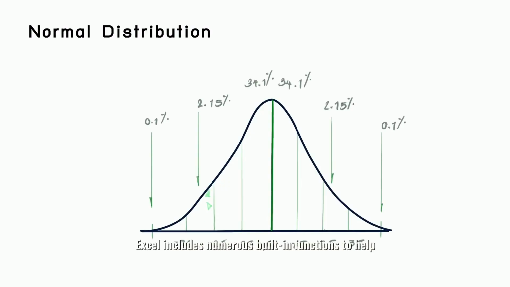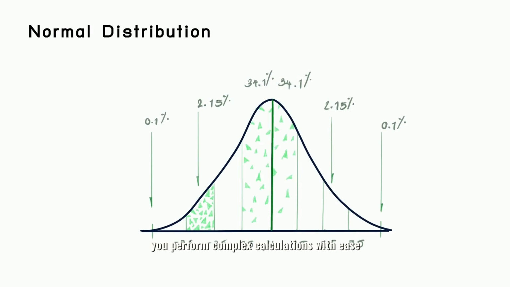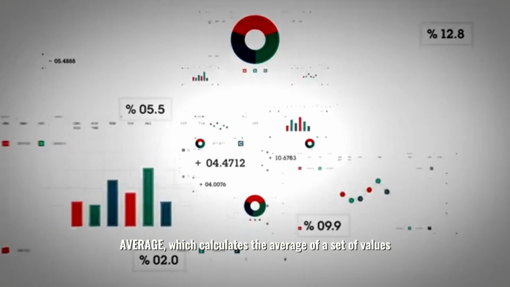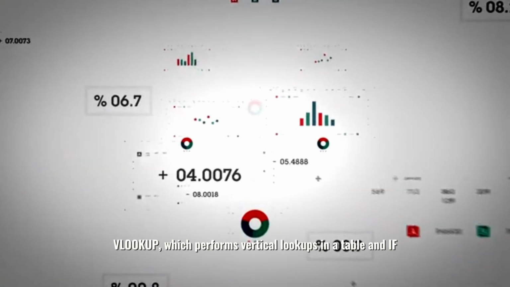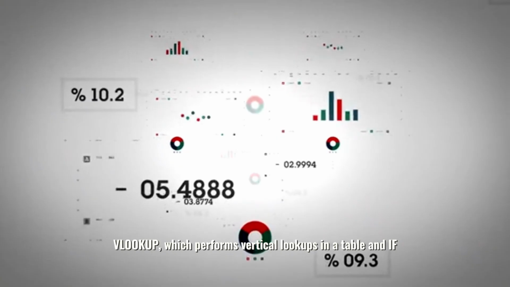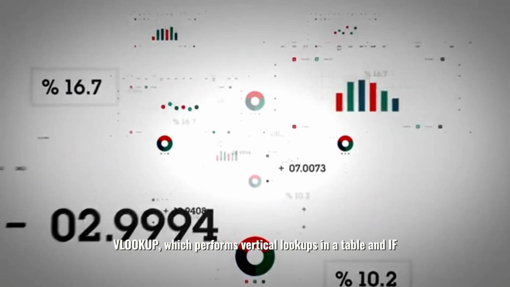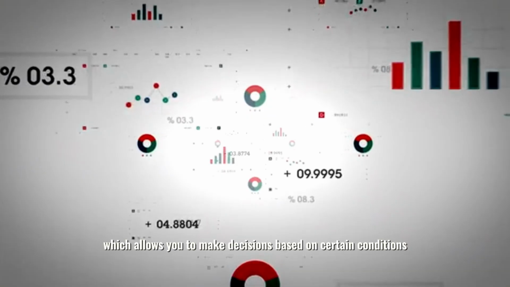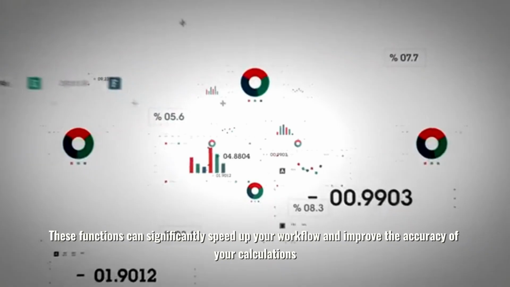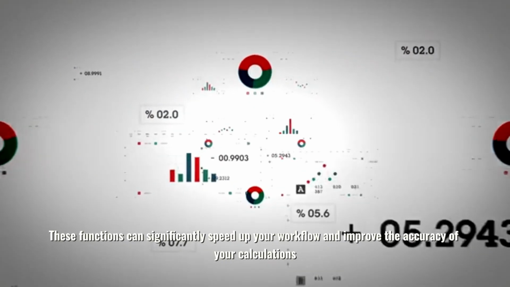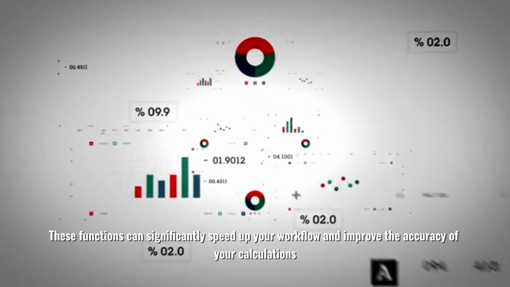Speaking of formulas, Excel includes numerous built-in functions to help you perform complex calculations with ease. Some essential functions to learn include sum, which adds a range of numbers; average, which calculates the average of a set of values; VLOOKUP, which performs vertical lookups in a table; and if, which allows you to make decisions based on certain conditions. These functions can significantly speed up your workflow and improve the accuracy of your calculations.